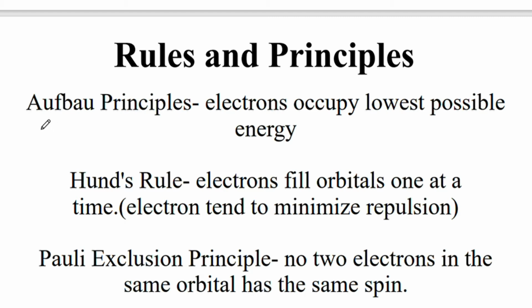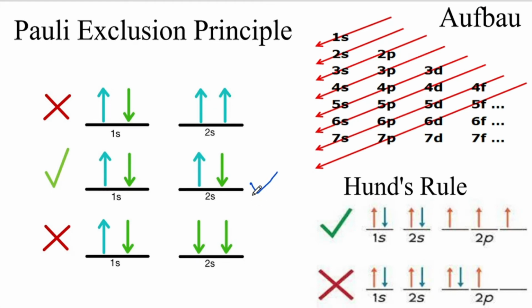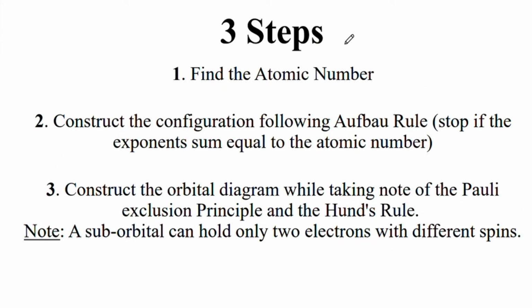We have the Aufbau principle, and this tells us that electrons occupy the lowest possible energy. Hund's rule tells us that electrons fill the orbital one at a time, and the Pauli exclusion principle tells us that no two electrons in the same suborbital have the same spin. And so this is the correct way of depicting our electrons in the suborbital. And this figure tells us the path of energy levels, and this is now the correct way of filling our suborbitals with electrons.